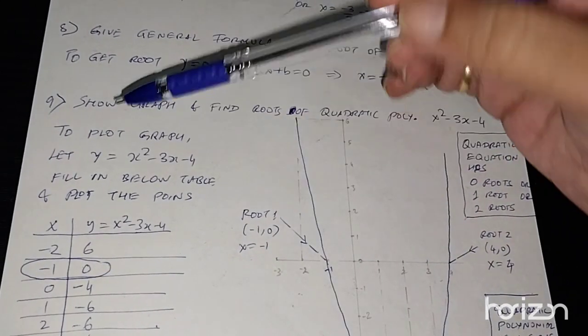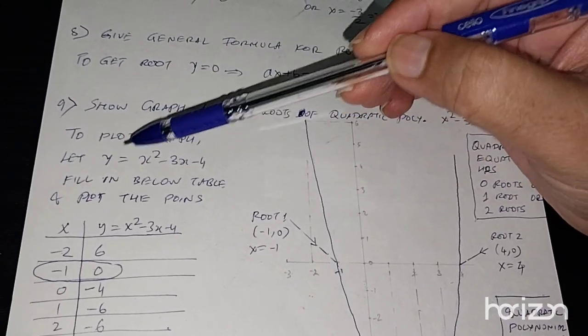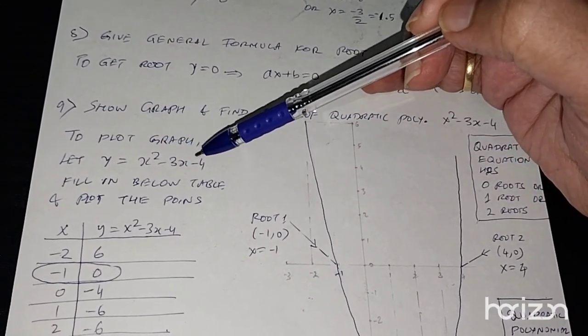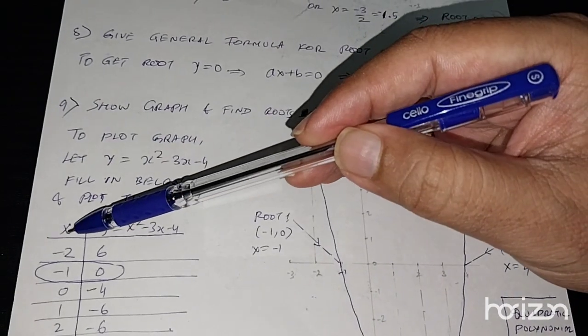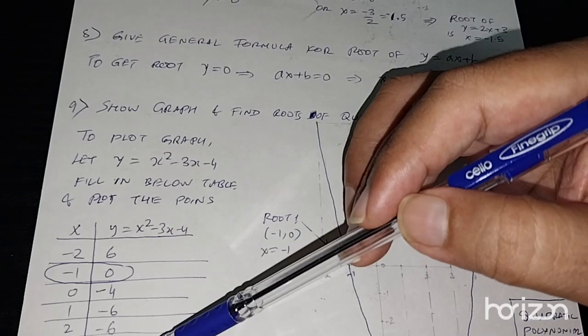Okay, so how do you draw this parabola? First you have to plot the table. To plot the graph, let y is equal to x squared minus 3x minus 4, and for various points of x, the variable, you calculate the appropriate y.